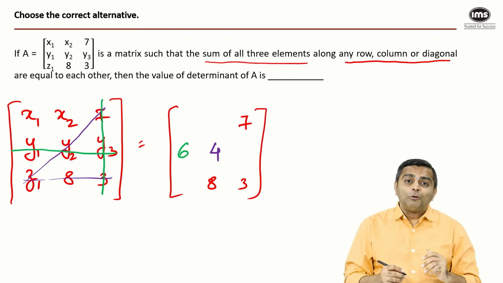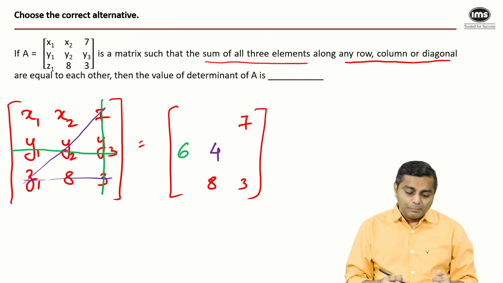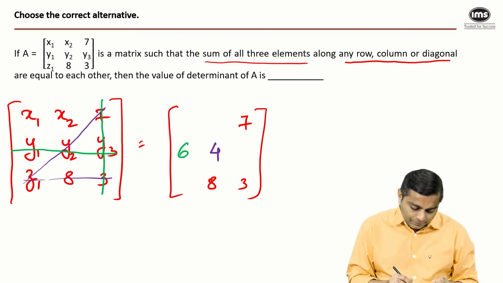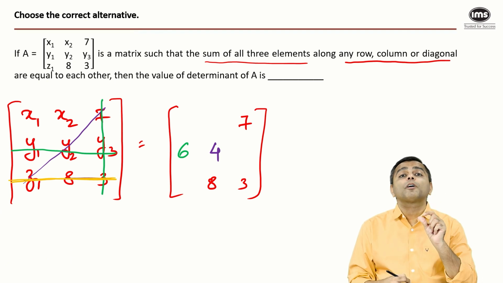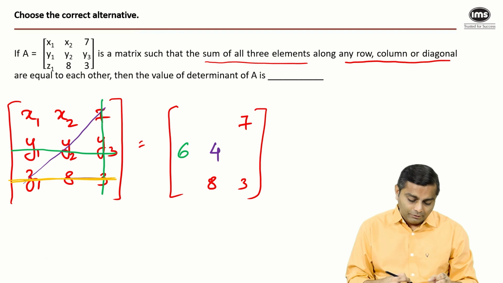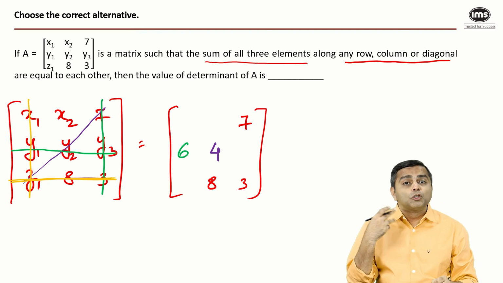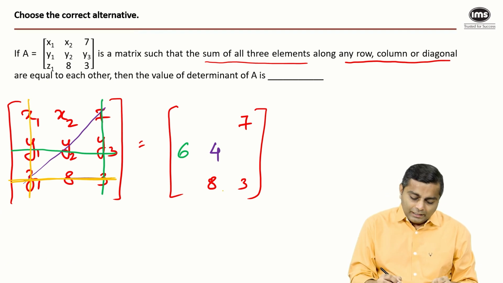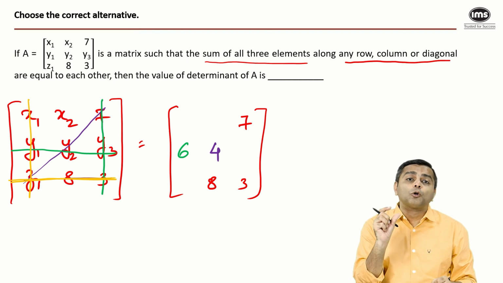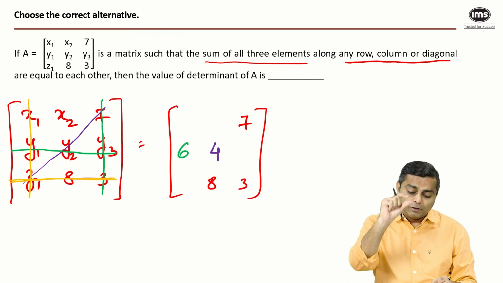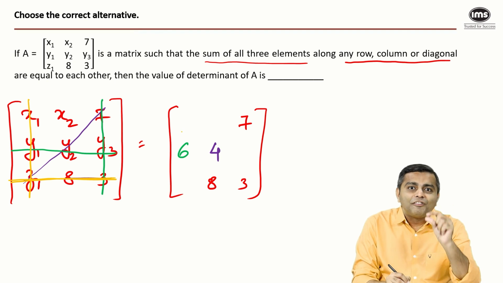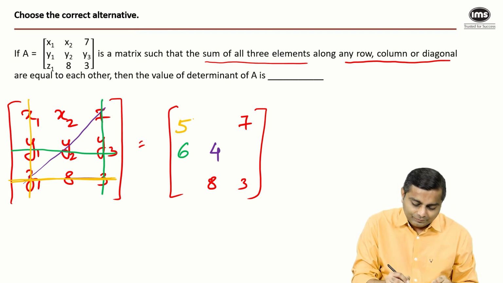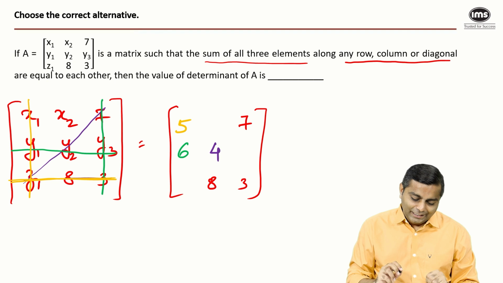Okay, fine. Now let's use Z1 as being common. So if Z1 is common, let's take the last row. The last row gives us 8 plus 3, 11 and a Z1. The first column should also give us 11 and a Z1. Correct. So if the last row is giving me 11 and a Z1, the first column should also give me 11 and Z1, which means my first row, first element is nothing but 5. I hope you are understanding this.